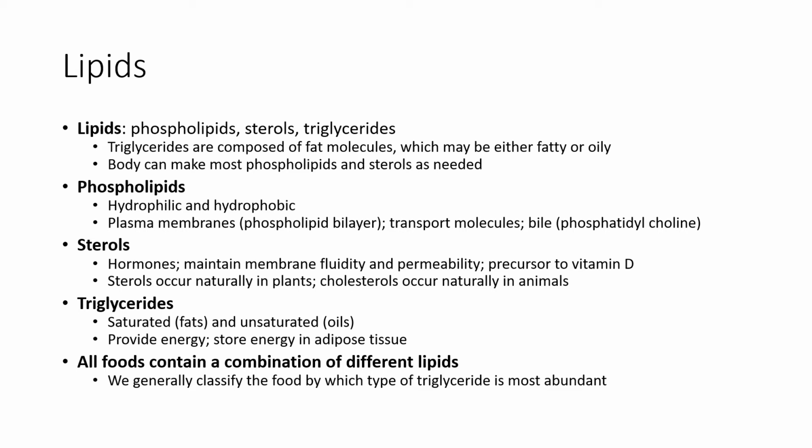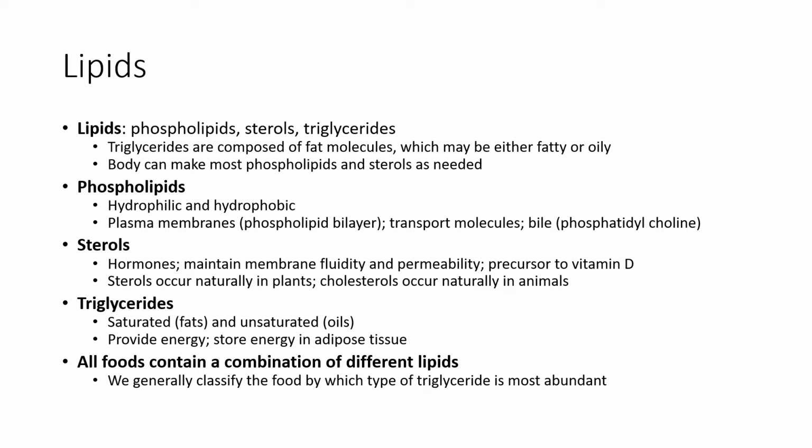We make most of the sterols, if not all the sterols, that we need. Sterols are also naturally occurring in plants, and cholesterols are naturally occurring in animals. So vitamin D, for example, is a cholesterol molecule, and a cholesterol is a type of sterol. And also a lot of our reproductive hormones are actually cholesterols. So we also do not have a need for cholesterol in the diet because we make all that we need.